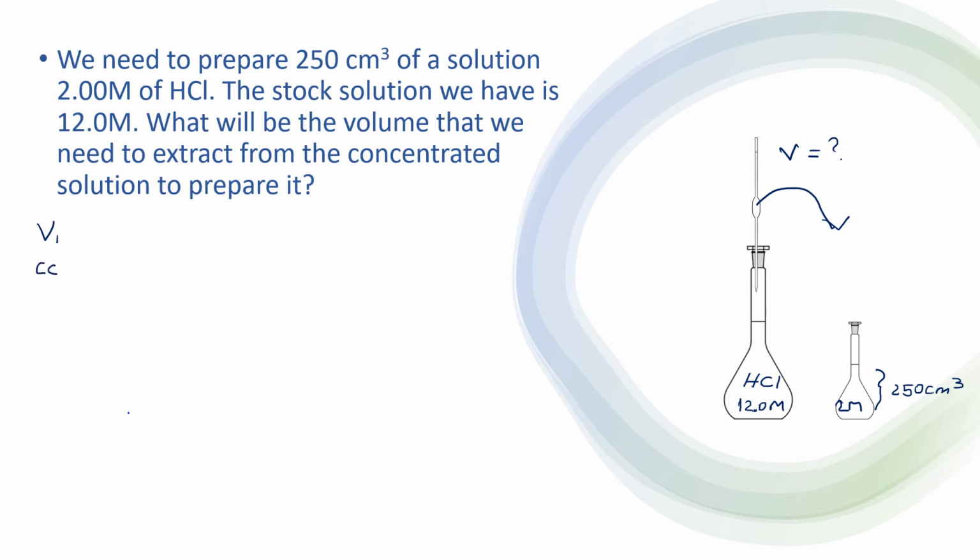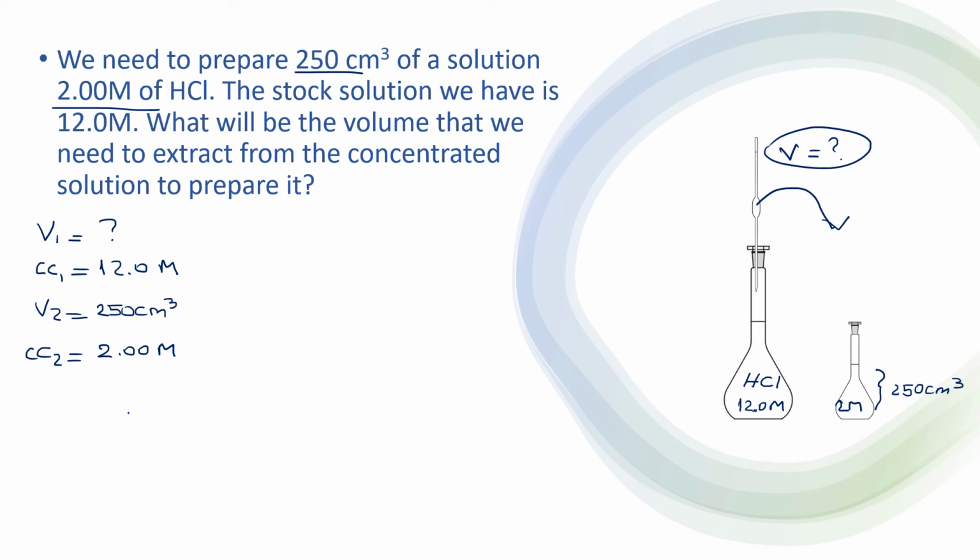Volume 1, concentration 1, volume 2, concentration 2. That is very important. So in this case, it says we need to prepare 250 centimeters cube of a solution 2 molar. That is the volume and the concentration of the diluted solution. So the volume is 250 centimeters cube and the concentration is 2.00 molar. And the concentration 1 is 12.0 molar. That is the stock solution. And the volume 1 is what we need to extract. We need to figure out which is going to be the volume that we need to extract.